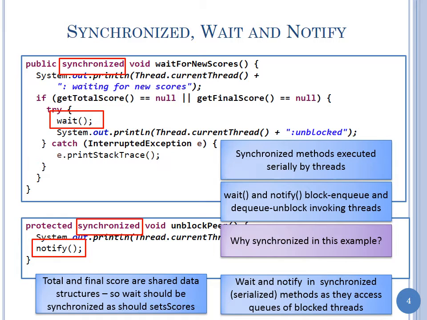Okay. So wait and notify access a common queue associated with the object. That queue is a shared data structure whose consistency must be ensured. So wait and notify must be executed in synchronized pieces of code. Okay, that's a requirement.